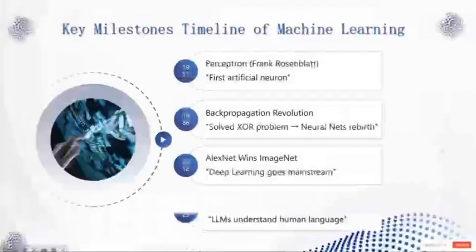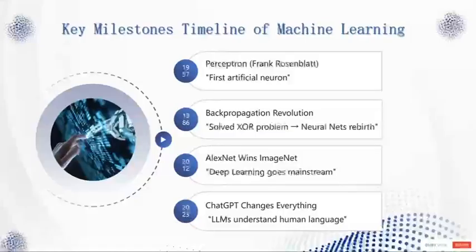Now, let's time travel through machine learning's greatest hits. In 1957, the perceptron became the first artificial neuron. Then, in 1986, the backpropagation revolution starts. It solved the XOR problem, which means neural net rebirth.